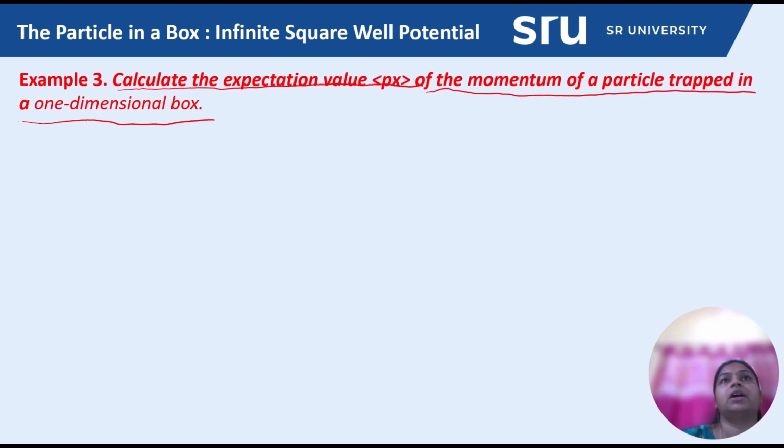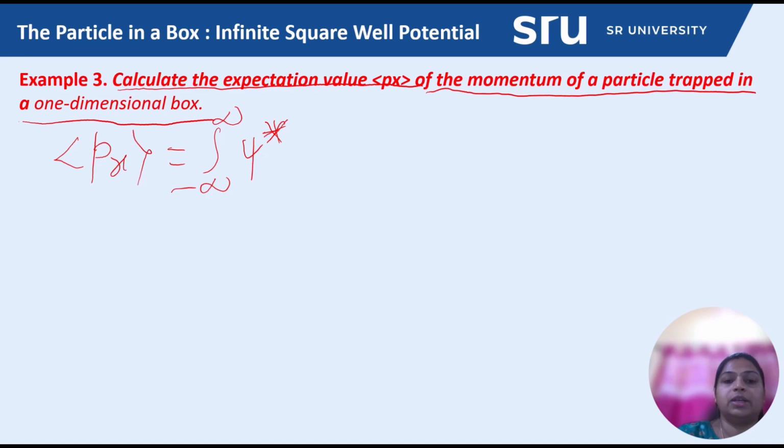So let's start with the formula for px. We know that the expectation value of px is given by the general formula, integral from minus infinity to infinity. In our previous lecture we found out how momentum is defined as an operator in quantum mechanics. So the expectation value will be psi star, then the operator, and then psi dx.